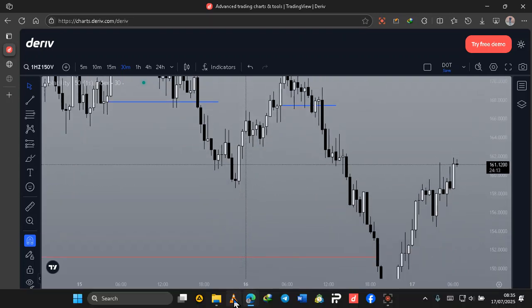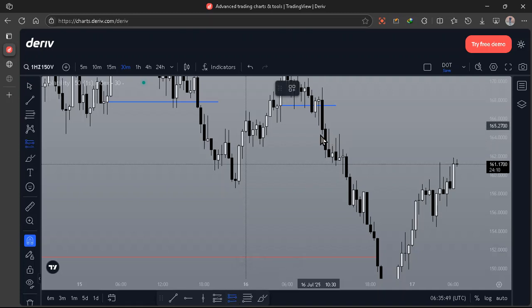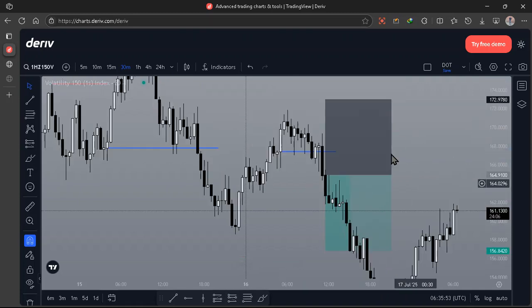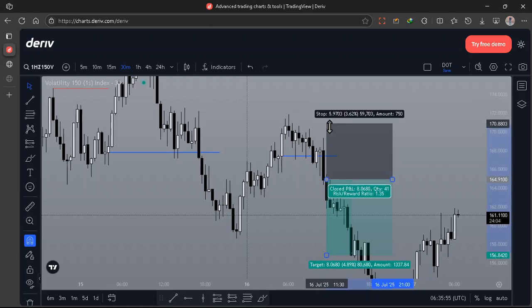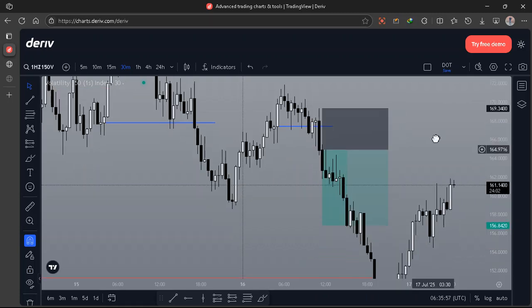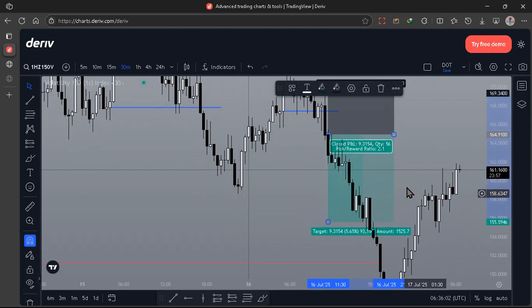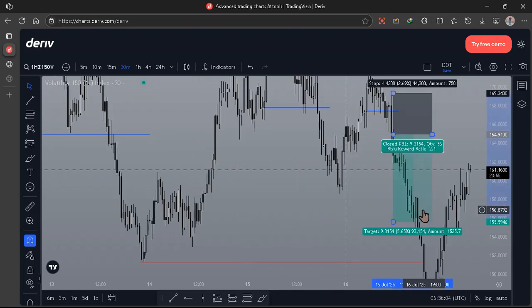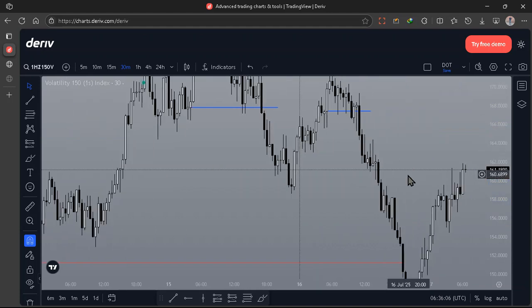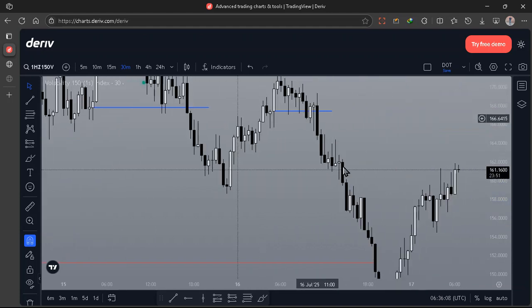So it would have been something like this. That's my entry. Then my stop loss is right there. And I get my 1:2 somewhere around here. Honestly, I just use my 1:2s and that's it. But I didn't participate here, nor here.